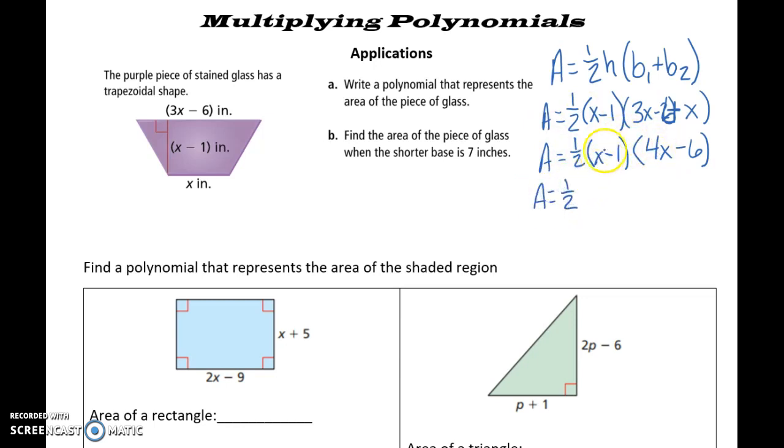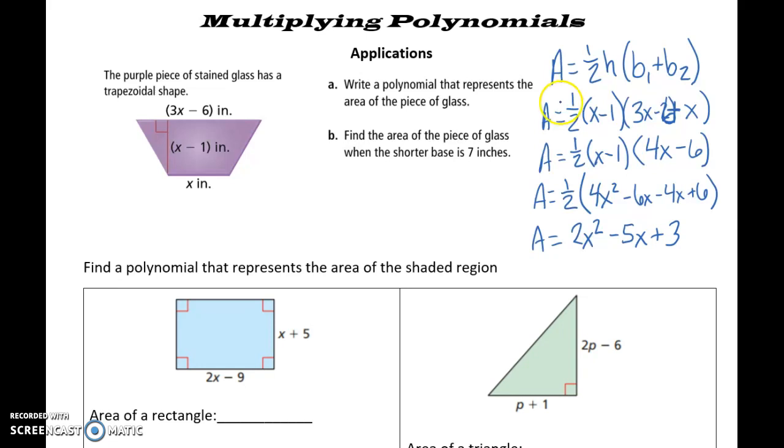So I'm going to use the FOIL method. x times 4x is 4x squared. This is all going to be multiplied by 1/2. Outside is negative 6x. Inside is negative 4x. And last is going to be a plus 6. Negative times negative. And then we can take a half of everything. So half of 4x squared is 2x squared. A negative 6x and a negative 4x together make negative 10x. Half of that is negative 5x. And then half of 6 is 3.